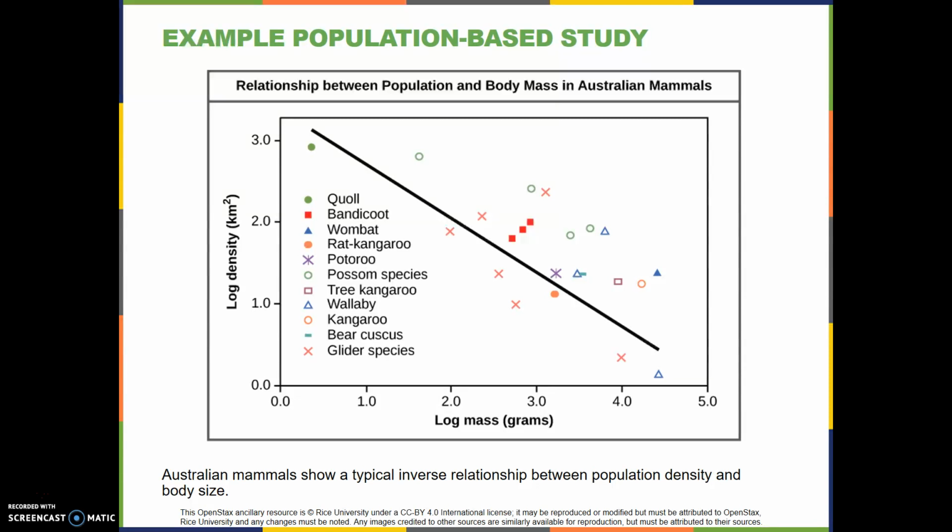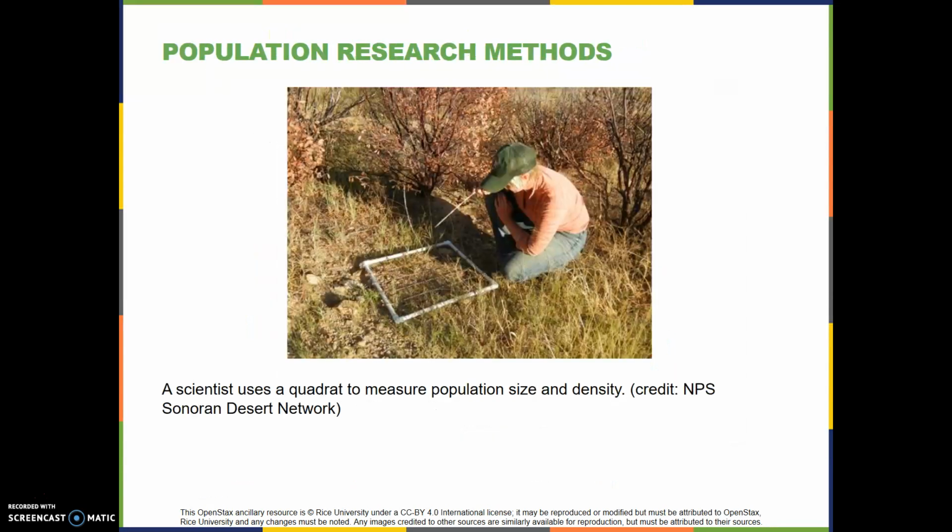Okay, so if you look at this graph, this shows an inverse relationship between population density and body size. Body size is down at the bottom, the x-axis, and then the y-axis is the population density. So if you look, the higher the population density, the smaller the body size. And the lower the population density, the larger the body size. So it's just saying larger animals have a smaller population density, which we expect.